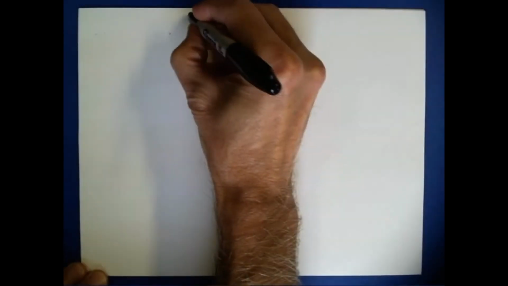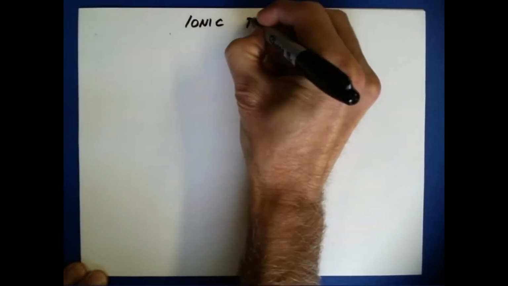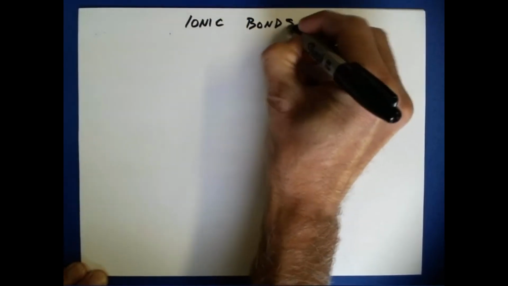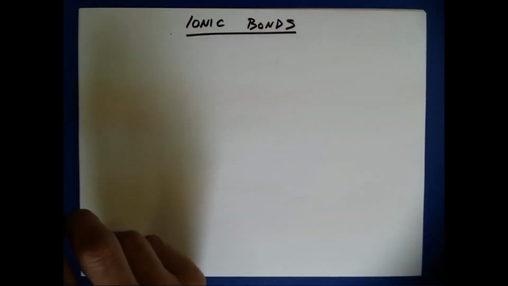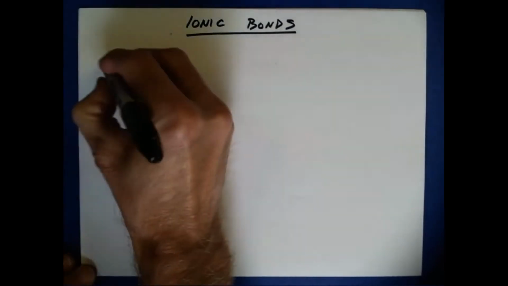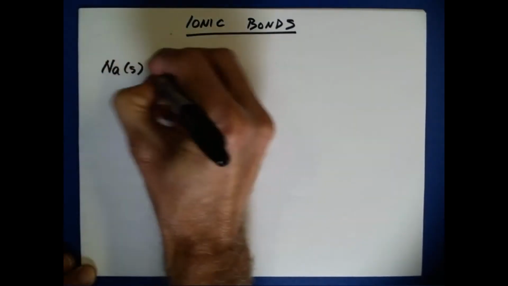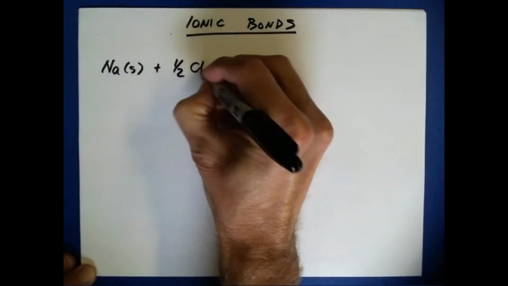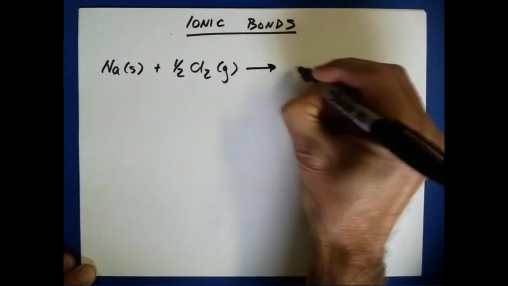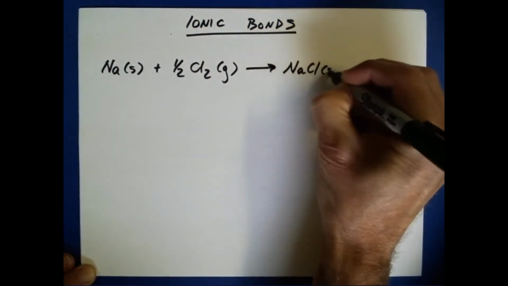Alright, in this video we're going to talk about ionic bonds, and these are bonds that generally form in the reaction between metals and nonmetals. Let's look, for example, at the reaction between solid sodium and chlorine gas to form solid sodium chloride.